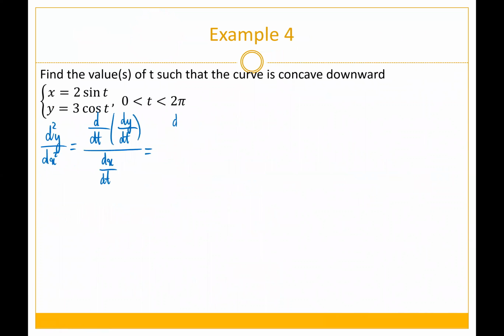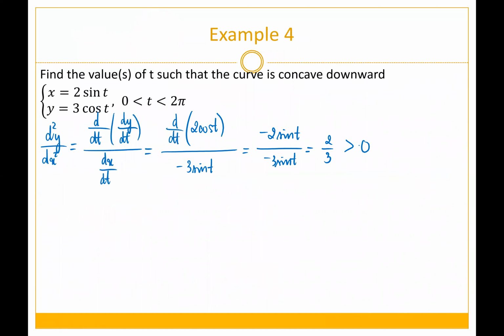So it's going to be d dt of the first one, 2 cosine t, over dx with respect to t, negative 3 sine t, and then you take that derivative again, negative 2 sine t over negative 3 sine t. So it's going to give us 2 over 3, which is always positive. So the second derivative is always positive, and as we learned in the material for midterm 2, it means that the curve is always concave upward for all t between 0 and 2 pi.